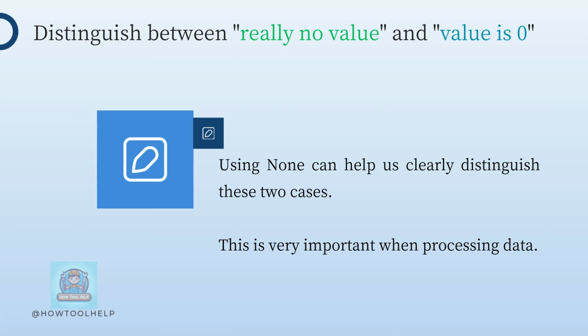4. Distinguish between really no value and value is 0. Using None can help us clearly distinguish between these two situations, which is very important when processing data.